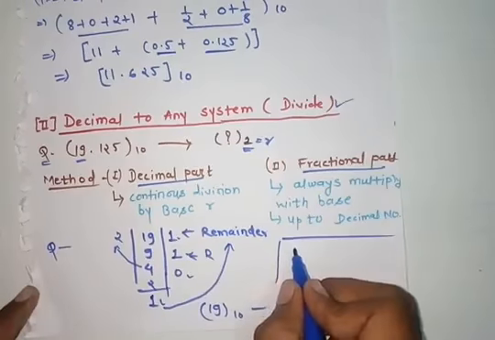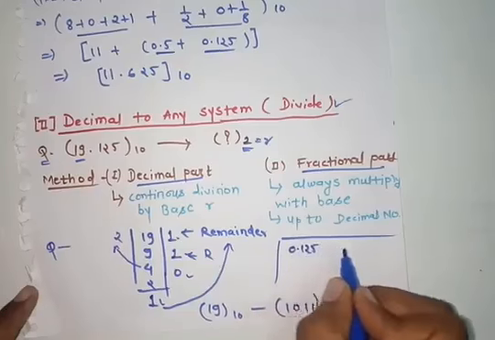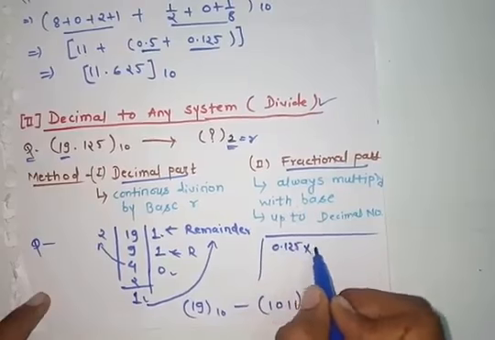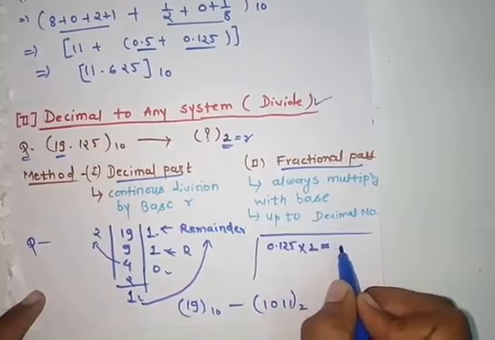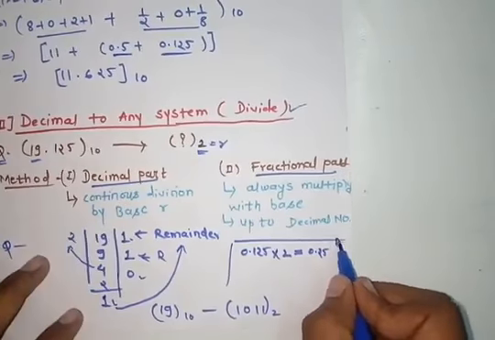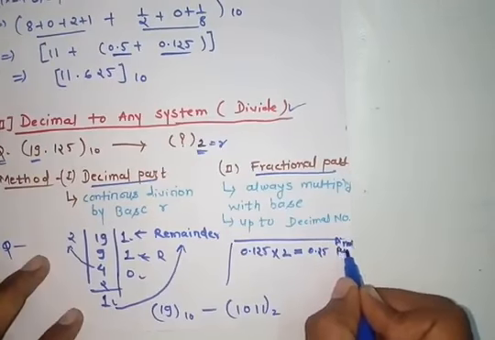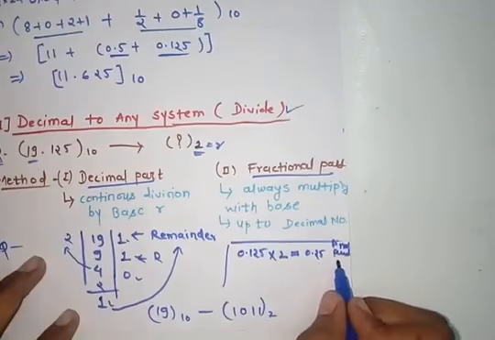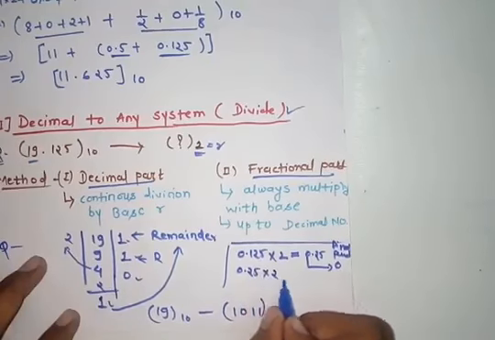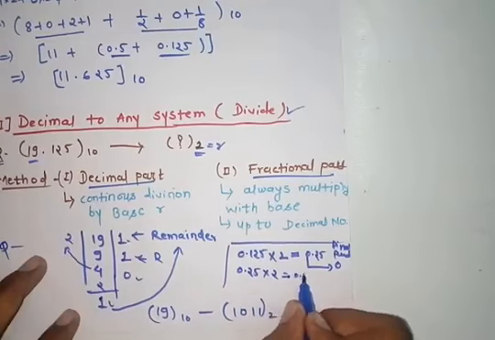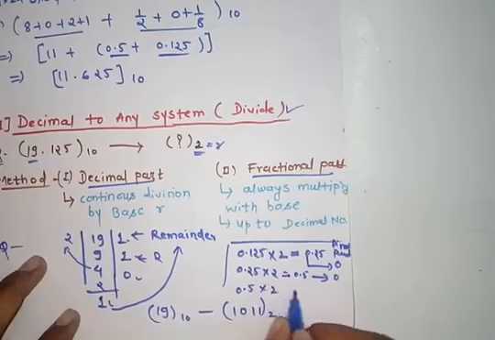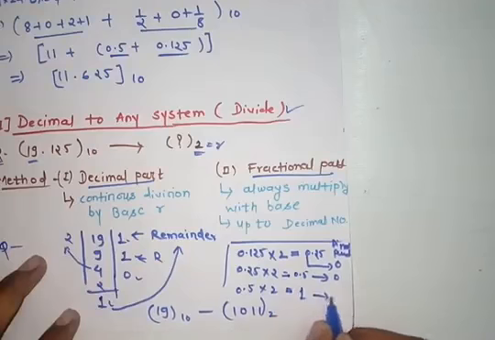The fraction part is 0.125. I have to multiply. I told you that we always multiply with the base, so we multiply by 2 and we get 0.25. Here the integer part is 0. After 0.25 multiplied by 2, I get 0.5. The integer part is 0. Then 0.5 into 2, I got 1. Here the integer part is 1.